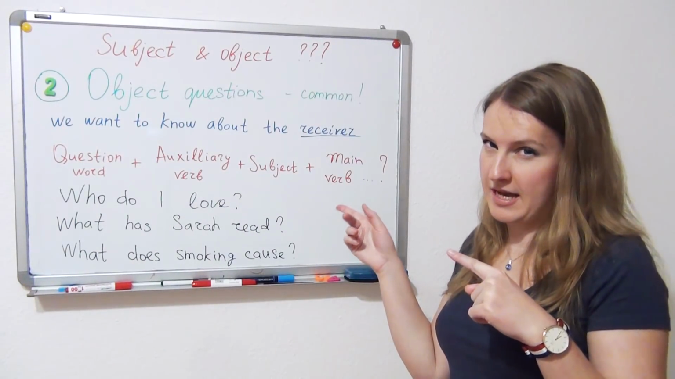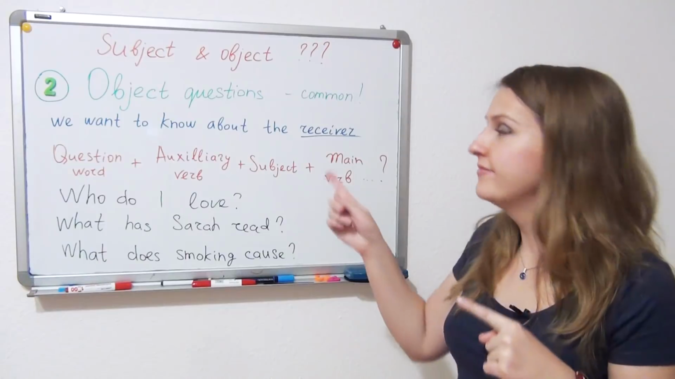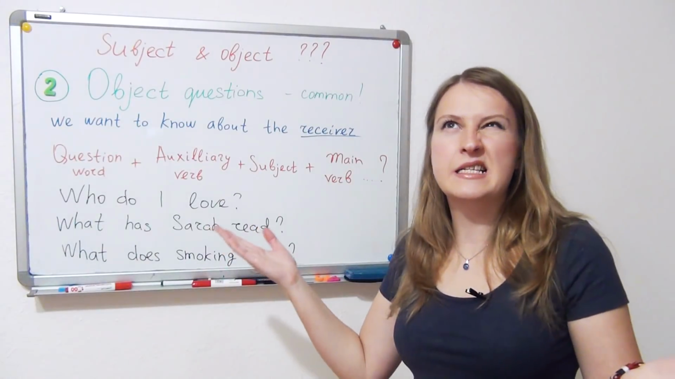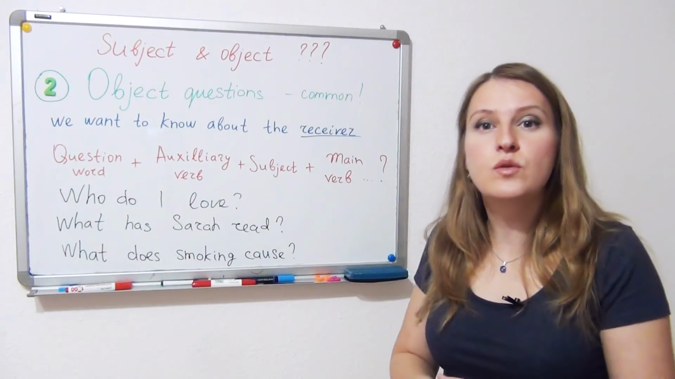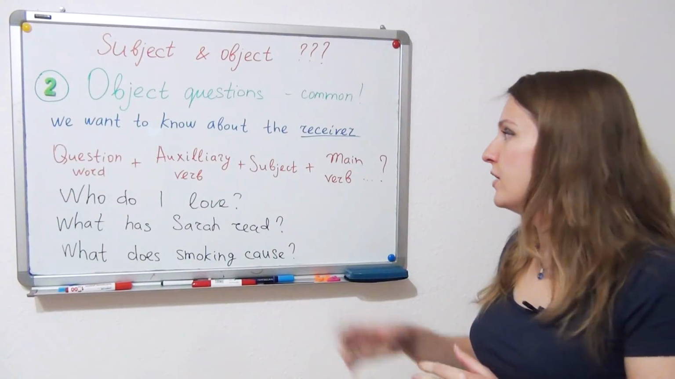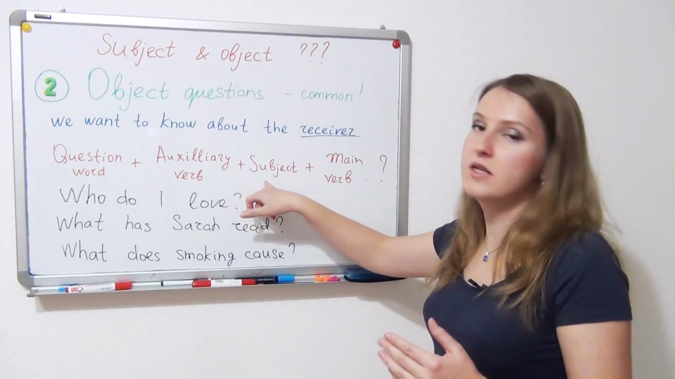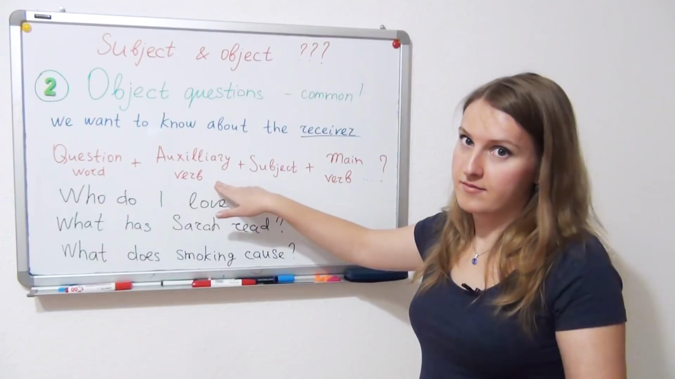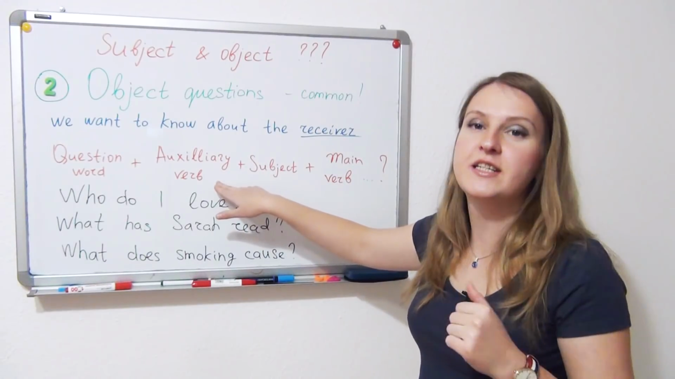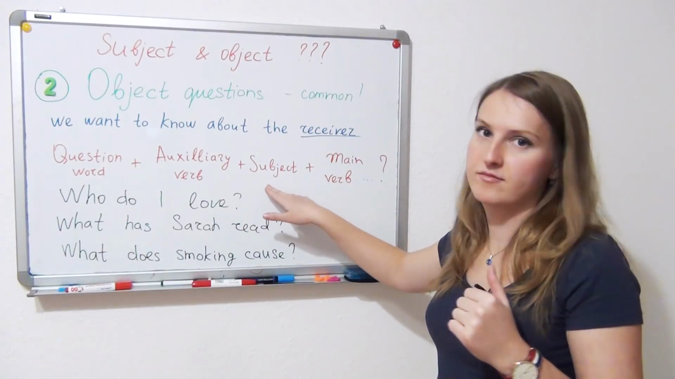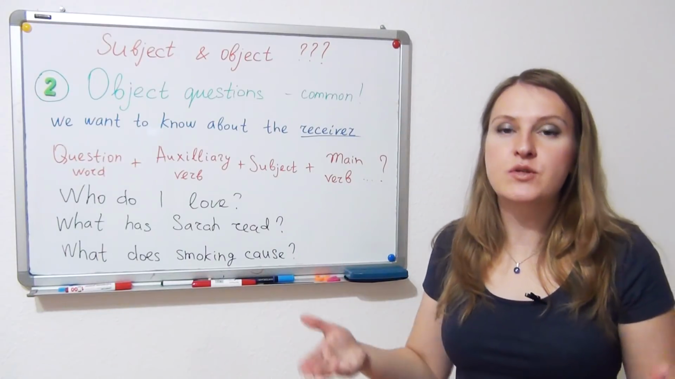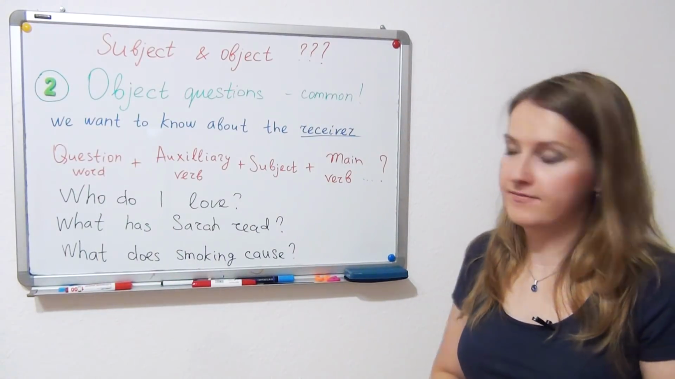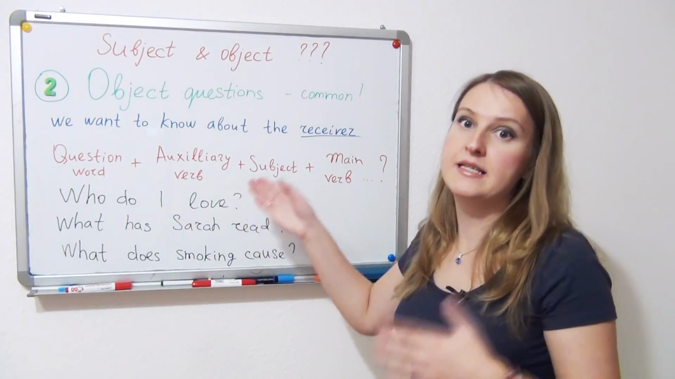Do you notice that there is inversion here? Yes. And what is inversion? It is a certain word order when a part of the predicate goes before the subject. The first auxiliary verb goes before the subject, while in statements the subject goes before the predicate. Now let's take a look at the examples.